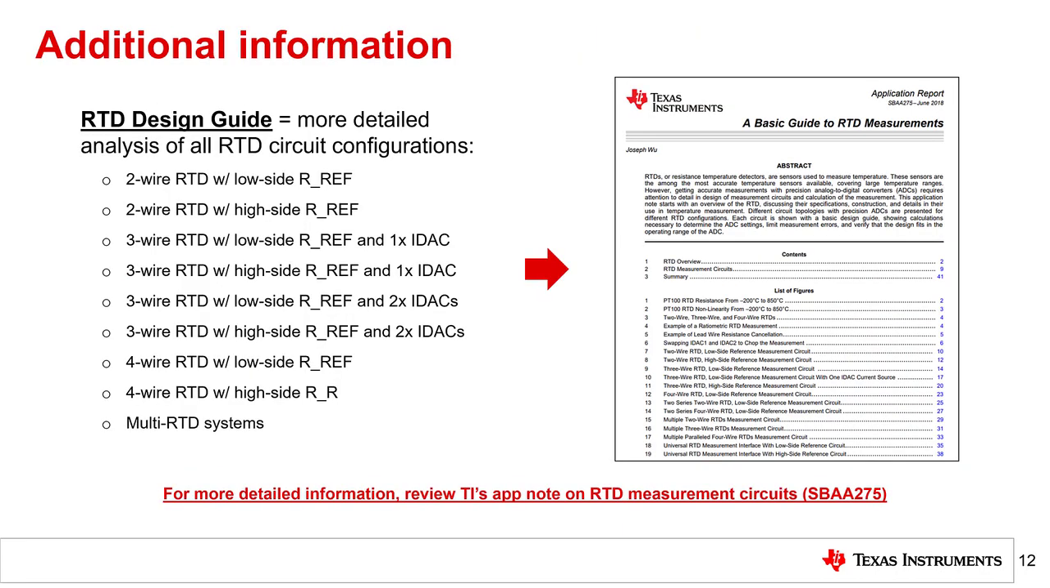This presentation introduces the most important RTD measurement system parameters. Some of the possible RTD configurations were also introduced, though not all combinations and not in detail. For more comprehensive information about how each circuit behaves, review the application note, A Basic Guide to RTD Measurements. To navigate to this application note, click on the link at the bottom of this slide, or search for the title A Basic Guide to RTD Measurements on TI.com.